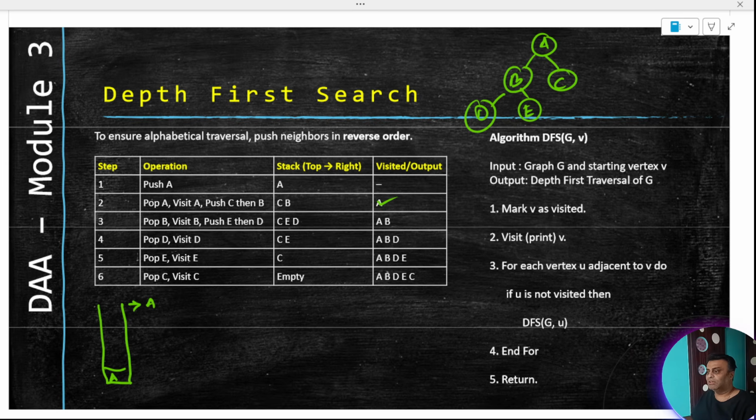Now again the same thing. For A, what are the adjacencies of A? I will write it in the reverse order, right? For A, because I popped out A, for whatever are the adjacencies, I will call the DFS algorithm again. It's a recursive algorithm, I'll call it again. So what are the adjacencies? Adjacencies of A is B and C, but I will write it in the reverse order because I want the print to come in the reverse order.